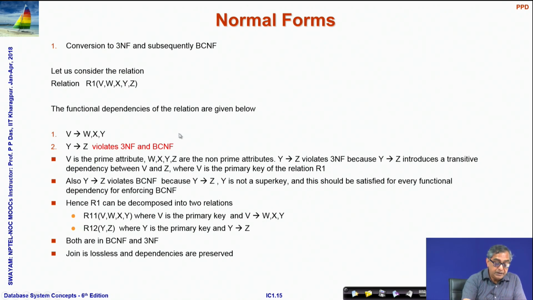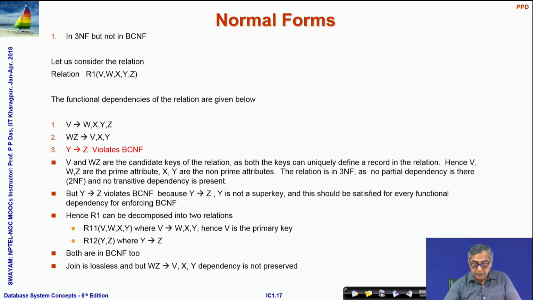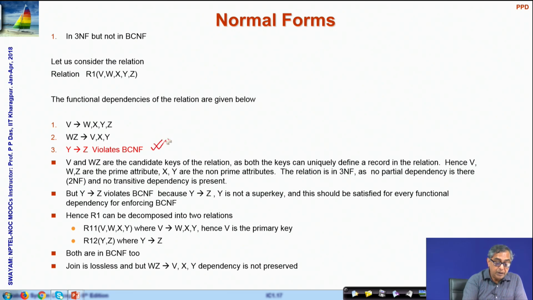is an example in which there is one dependency. This is in third normal form, but there is one dependency which violates the Boyce-Codd normal form, because its left hand side is not a super key. So, we can decompose and get that decomposition which makes it into a Boyce-Codd normal form.